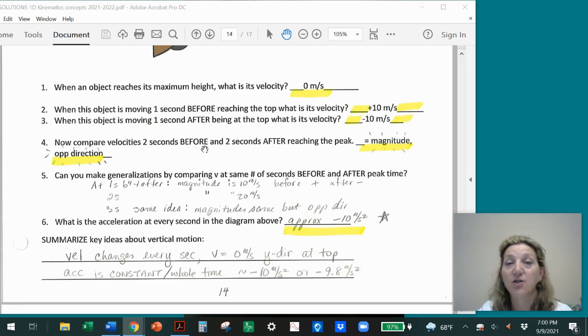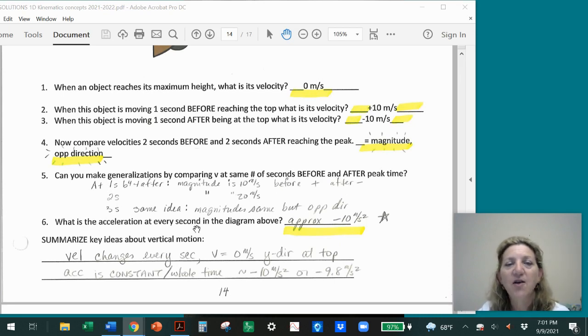Now compare velocities 2 seconds before and after. Again, the symmetry of equal magnitude. So if you make a generalization by comparing the velocity at the same number of seconds before and after being at the peak, you will see that the magnitudes are the same, but the sign, the direction, plus and minus, is different. Plus on the way up, minus on the way down.